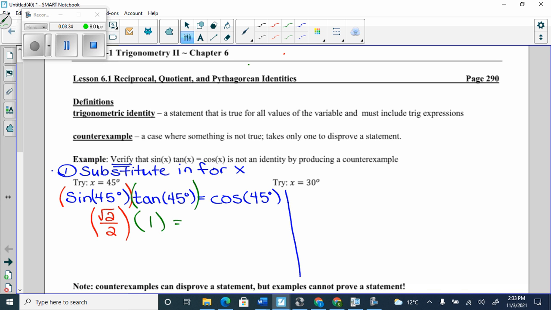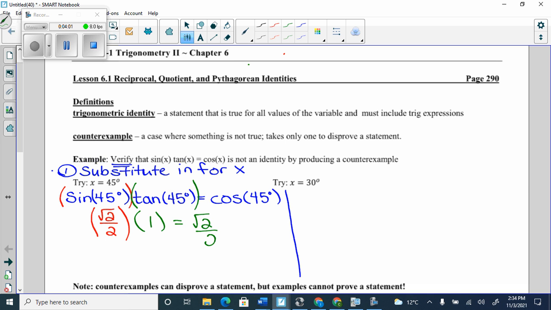Equals. We treat our equal sign like it's a zapper. If you cross over it, you'd be zapped and dead. It'd be real bad, so don't do that. It's like an electric fence, these two little lines. Don't cross over. Cos 45 is root 2 over 2.